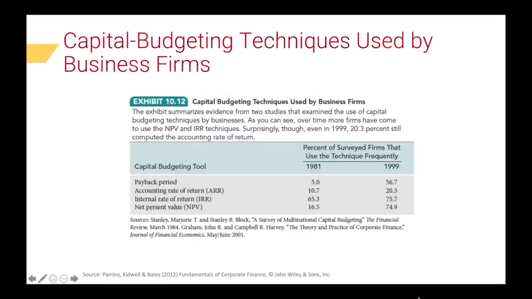This graphic summarizes evidence from two studies that examine the use of capital budgeting techniques by businesses. As you can see, over time, more firms have come to use the net present value and the internal rate of return techniques. Surprisingly, though, even in 1999, 20.3% still computed the accounting rate of return.